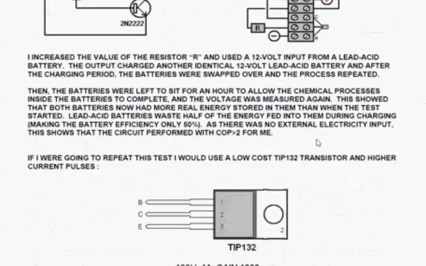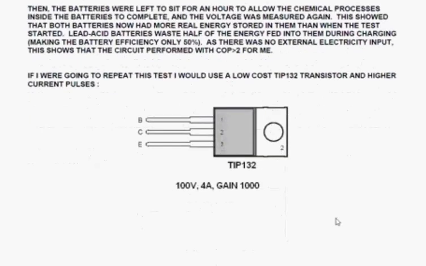And if I was going to do it again, I would use a TIP132. That's a low-cost NPN transistor. It has a gain of 1,000, and it is extremely powerful, handles 100 volts, 4 amps, and it is robust.